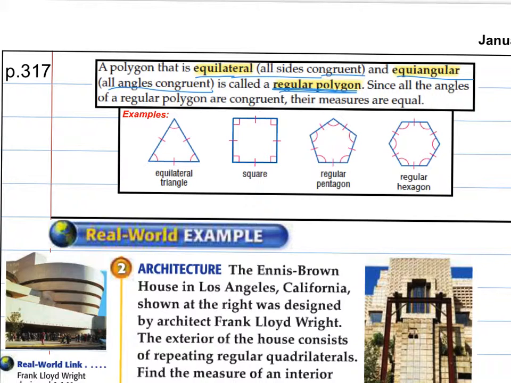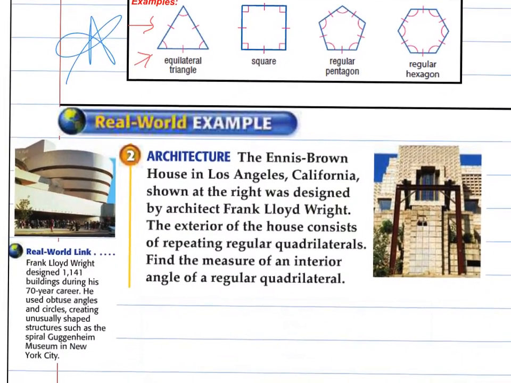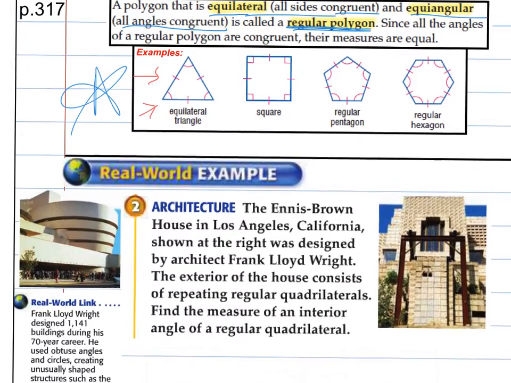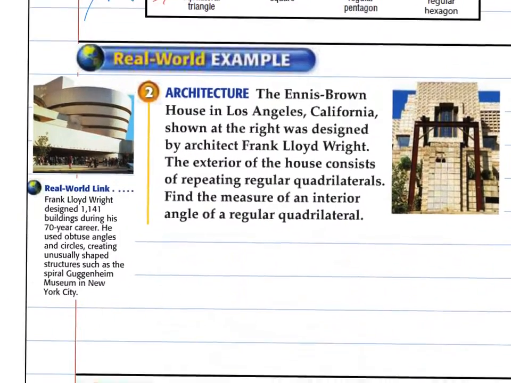So, if all the angles of a regular polygon are congruent, the measures are all equal. These are examples of regular polygons. Notice these lines indicate the sides are the same. That symbol indicates that the angle measures are the same. Copy that down in your notes.